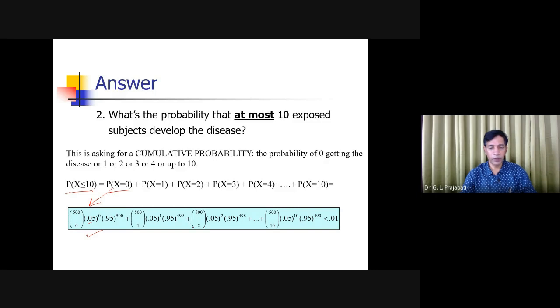Similarly, if you have two with the disease, the number of times success comes is 2 times. So you have the probability of disease and 0.95 for failure. How many times does failure come? 500 minus 2. Similarly, you keep getting values like this. Whatever value you get here plus whatever value you get here, once you find the summation, then you will have the answer. And it comes out less than 0.01. At home, you can determine the exact value.